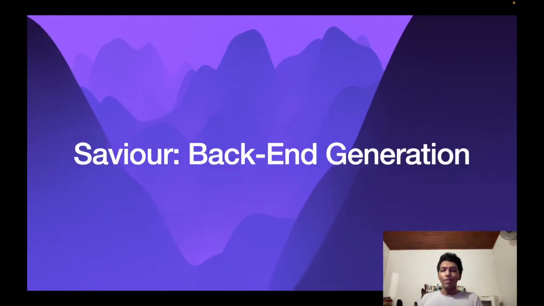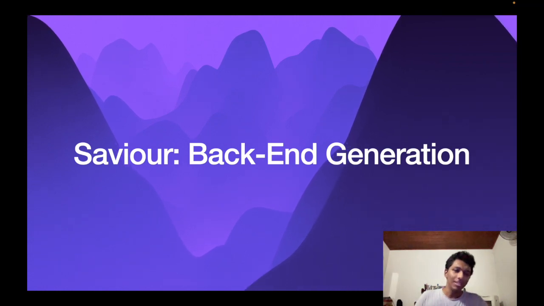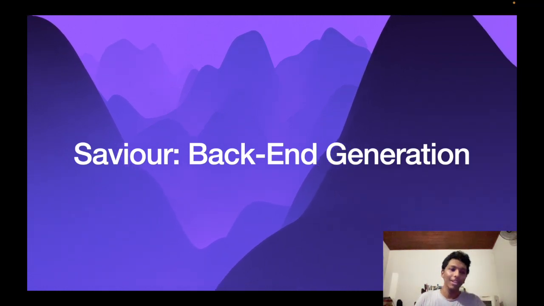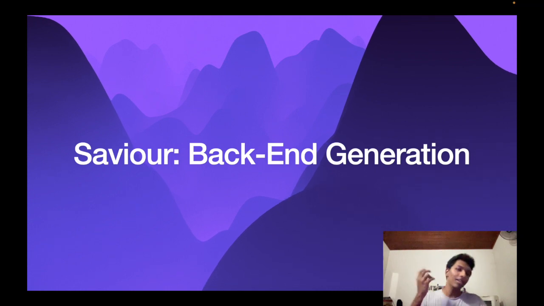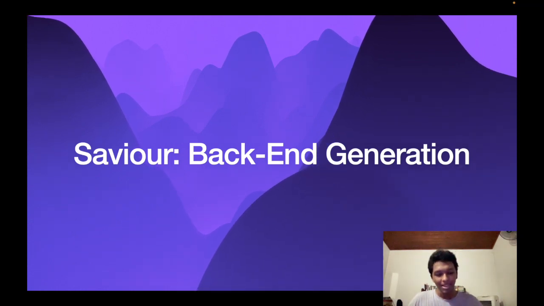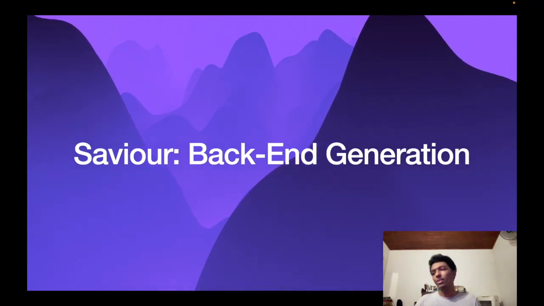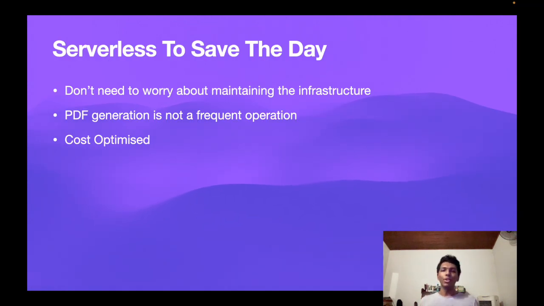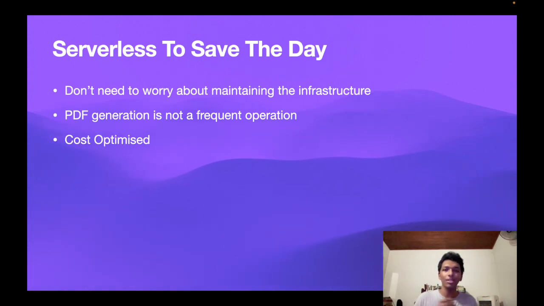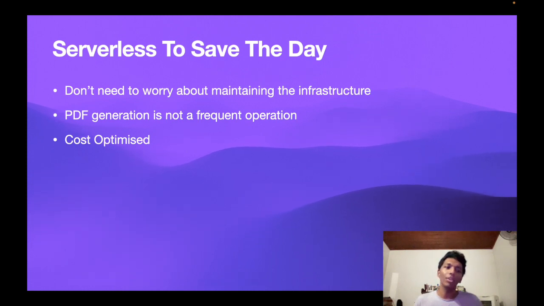So that is where I think our main savior, or as I like to call it, our hero who will save the day, backend generation, will come into play. When you talk about backend generation, there are a lot of approaches. The main way is that you can set up some kind of EC2 instance and have a service running there constantly, so that you can access it whenever you want.